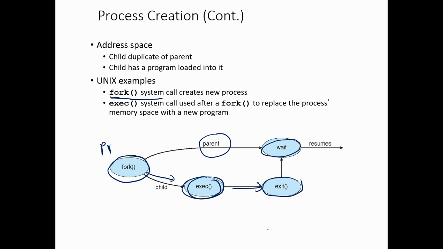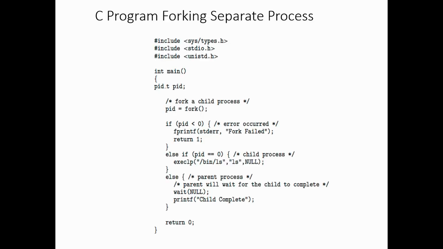Okay, so what address space are we supposed to give? The address space we are supposed to give is nothing but a duplicate of the parent for the child, and the child is a program loaded into it. So this is how the C program for forking a separate process is going to look. Using these three header files, you can fork the process ID.